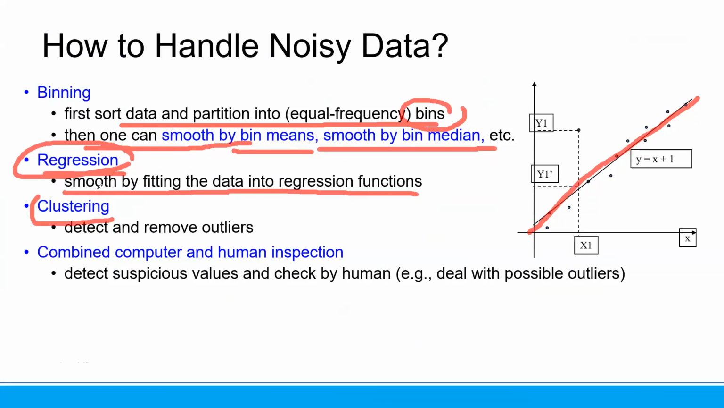Clustering. We will learn later. Clustering is to detect and remove outliers. Or we can combine computer and human inspection. So detect the suspicious value and check by human. So human and computer should interact, or should use the same method, to decide whether it is an outlier or not.